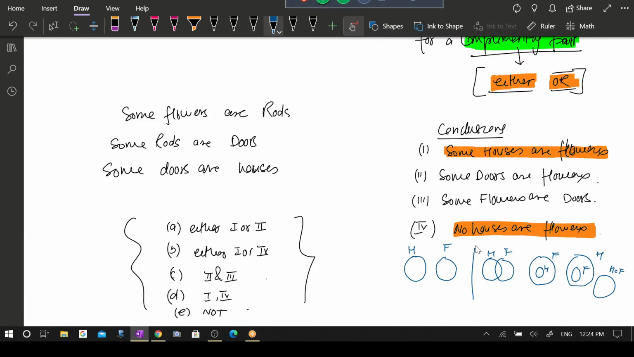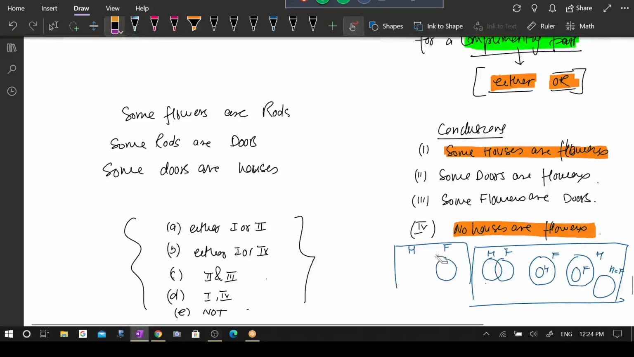And these four possibilities are what? Some houses are flowers, and this is what? No house is flower. So obviously, as many diagrams you draw, there are only two possibilities available, isn't it? These are the only two possibilities available.